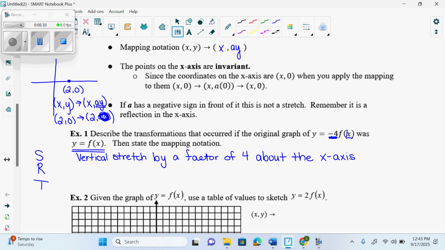What is the negative? We talked about this yesterday. Reflection in the x-axis, because it's applying to the y's. If it applies to the y's, it's about the other axis. So it's a reflection in the x-axis.